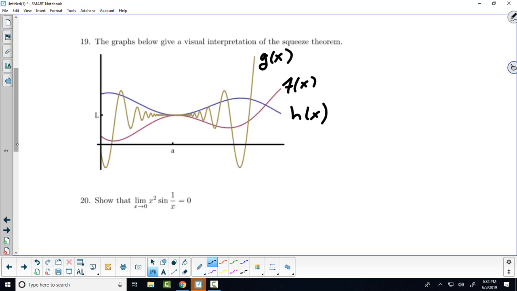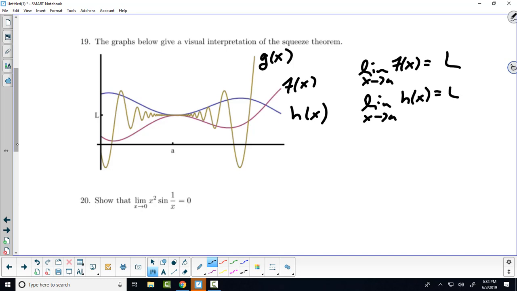And this part's critical, what is the limit as x approaches a of the red function? It's L. And what's the limit as x approaches a of the blue function? It's L. So what can we conclude? The limit as x approaches a of the yellow function must also be what? L. Do you understand why we call it the squeeze theorem, or the sandwich theorem? It's trapped in between those two.